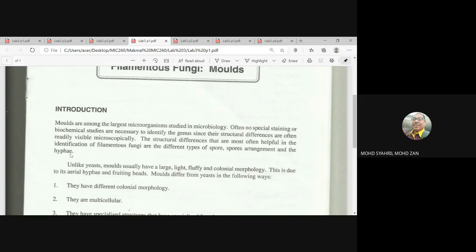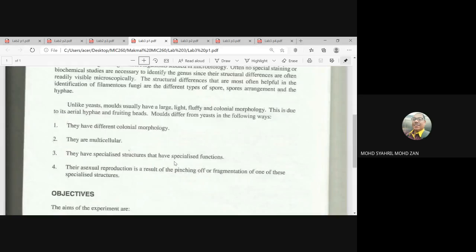Kat bakteria tak ada. Okay. But they have what we call spore. So mostly bakteria tak ada spore, several aja dia. Tapi untuk fungi memang ada. Okay. So the main difference is mold usually have the large, light, fluffy and colonial morphology.